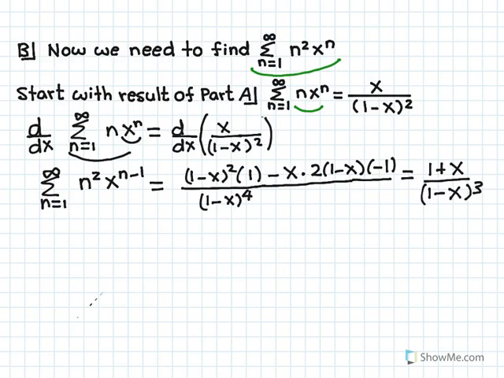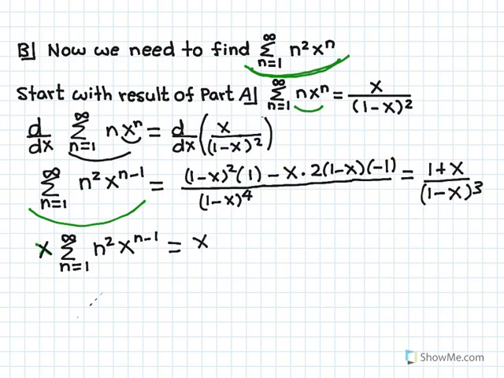Now, if we look at this, we realize that it's not exactly what we need. We need summation n squared x to the power of n, and here we have summation n squared times x to the power of n minus 1. So multiply both sides by x. Let's do that. So we get x times summation n equals 1 to infinity n squared x to the power of n minus 1 is equal to x times 1 plus x divided by 1 minus x to the power of 3.